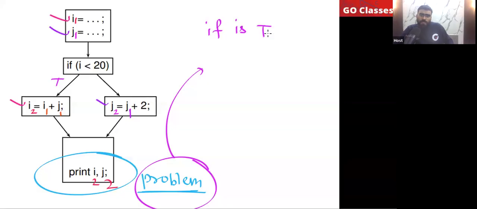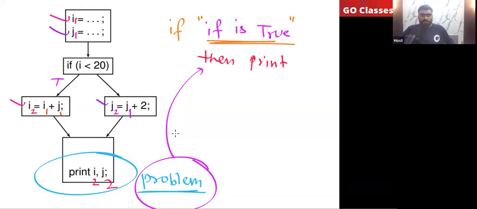If the condition is true, then tell me what should I print? If it is true, then I should print I2 J1. Very good.